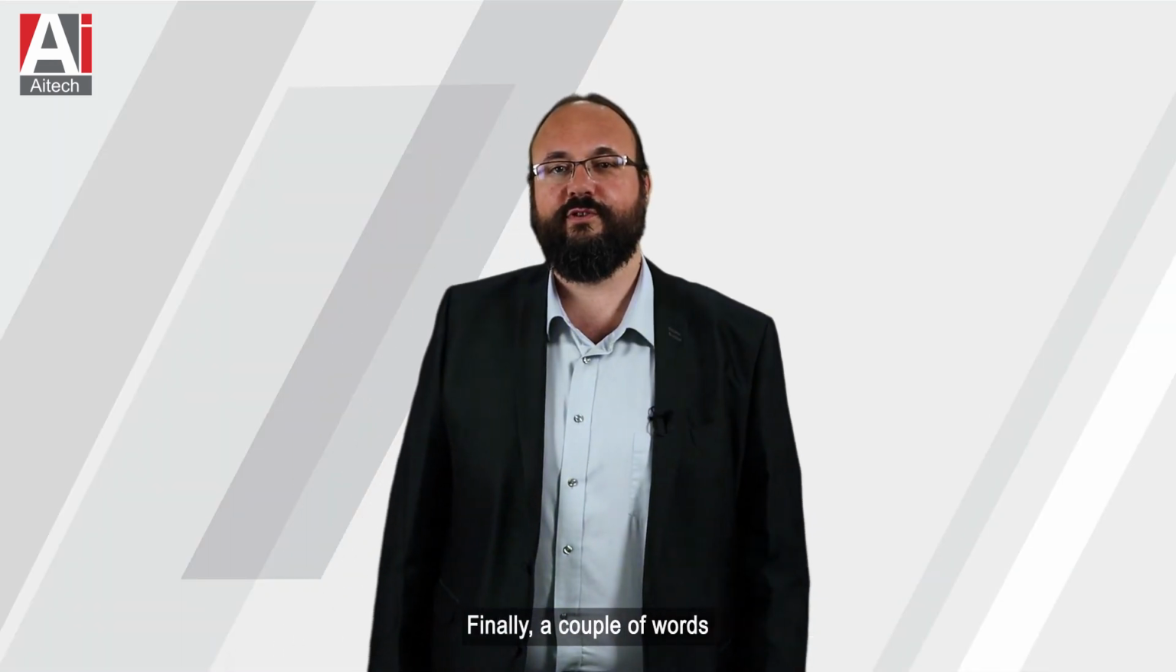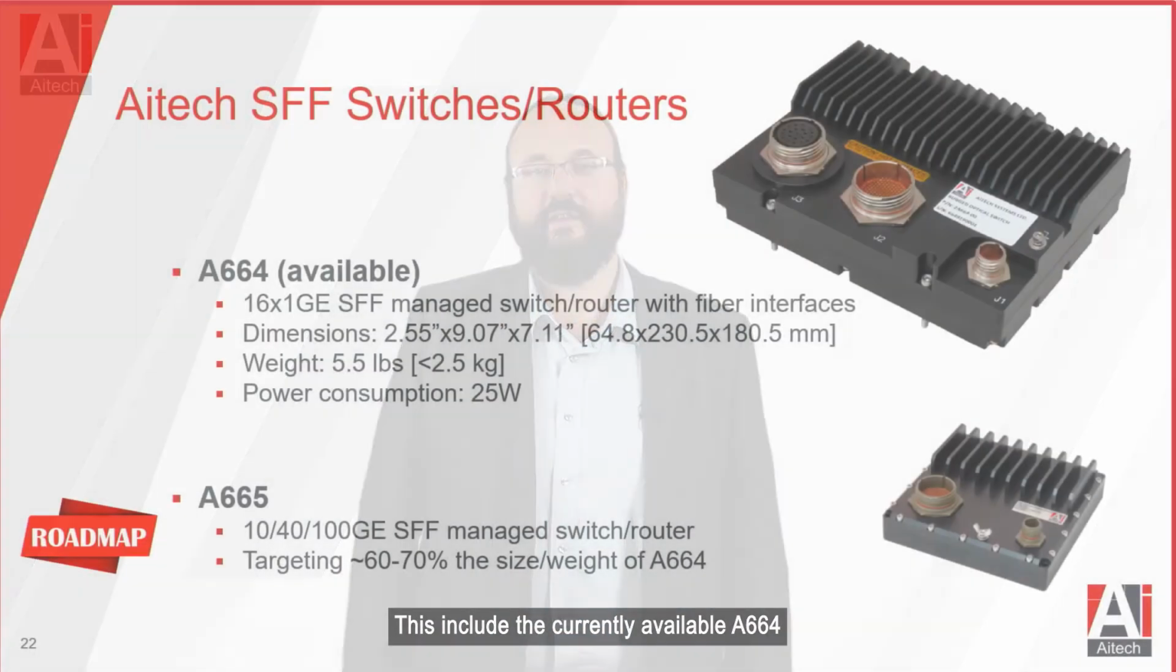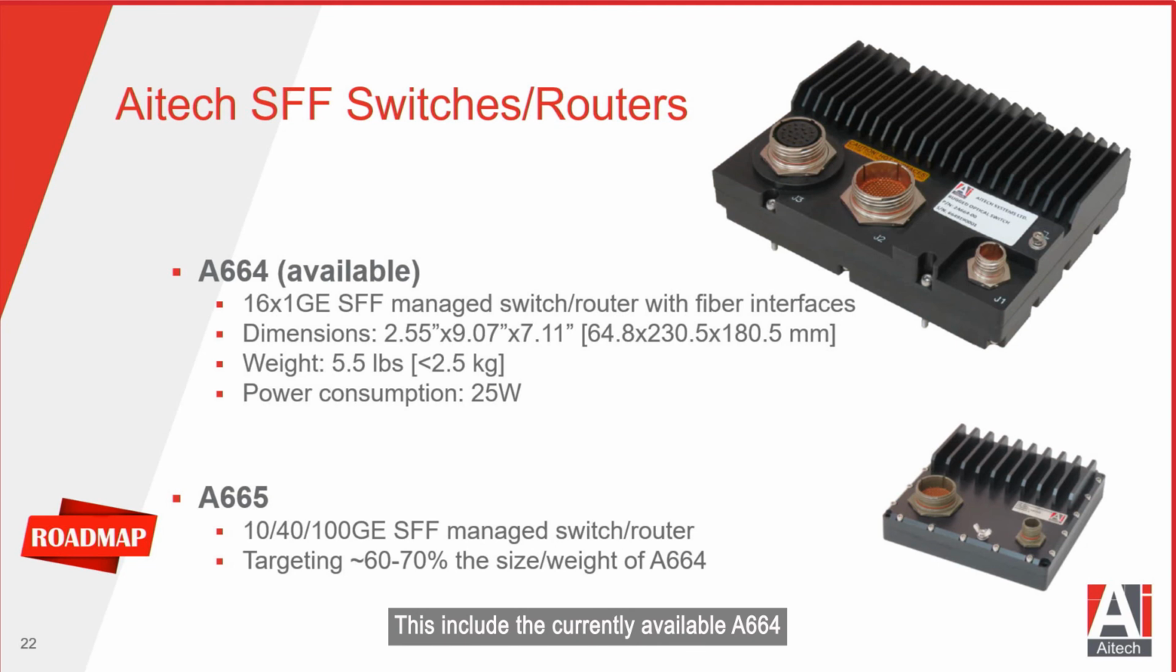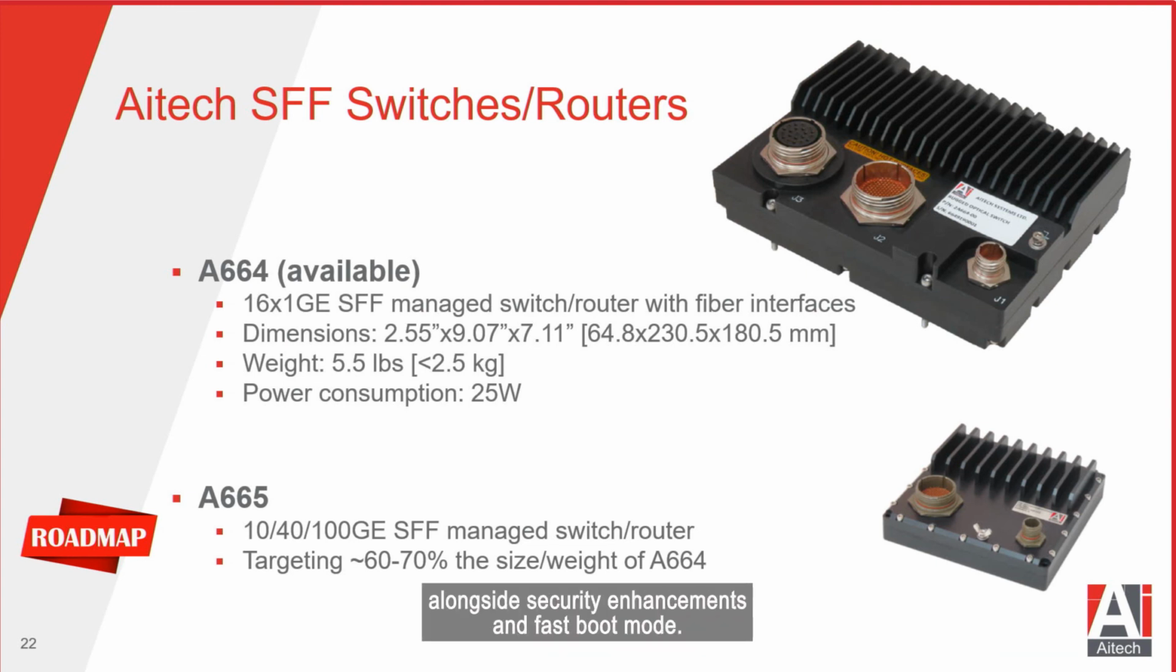Finally, a couple of words about our small form factor switches. This includes the currently available A664, which supports up to 16 1 gigabit Ethernet ports, with 4 of them being fiber optical ports. And fiber optics enable applications where copper cable link distance, bandwidths, or physical characteristics are unacceptable. And the A664 is a fully managed switch router supporting a variety of layer 2 and layer 3 networking capabilities alongside security enhancements and fast boot mode.